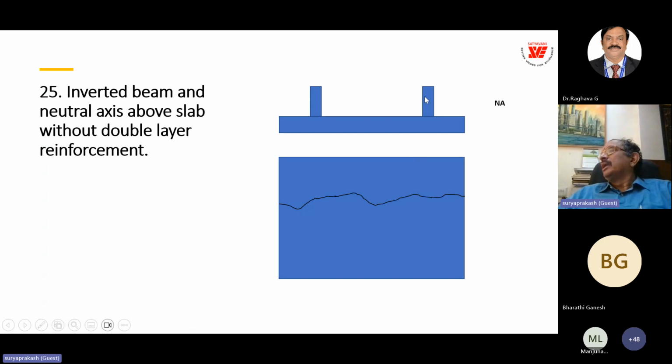So it's a very interesting lesson on the inverted beam. Whenever we use an inverted beam, it is better to check the neutral axis, and if the neutral axis is even within the cover zone of the next slab, you have to provide tension reinforcement as a double mat in the slab.